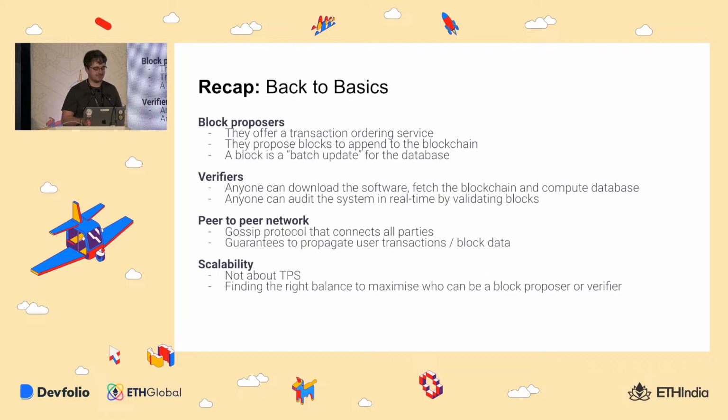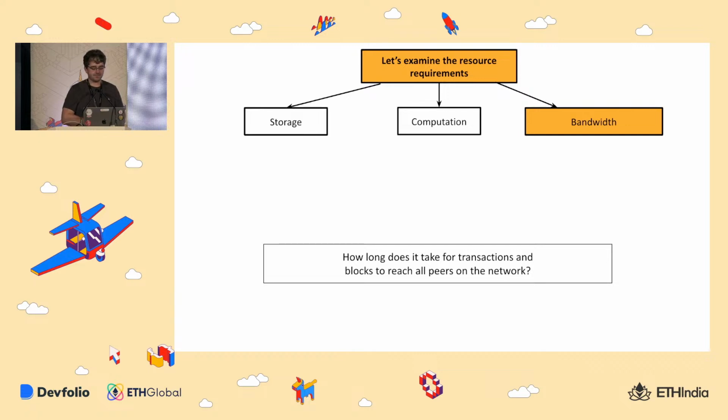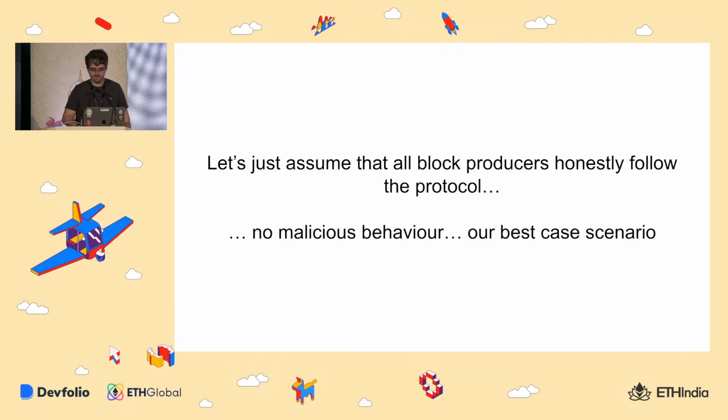So back to basics. We spoke about the block proposers. They offer an ordering service to the network. We spoke about verifiers. Anyone in this room can download the blockchain, process blocks, and check that everything's correct. There's a peer-to-peer network, and we spoke about scalability. So what are the scalability problems faced today? My goal here is to give you a taste of those problems. First, we're going to start with bandwidth as the resource. How long does it take for a transaction to get across the network?